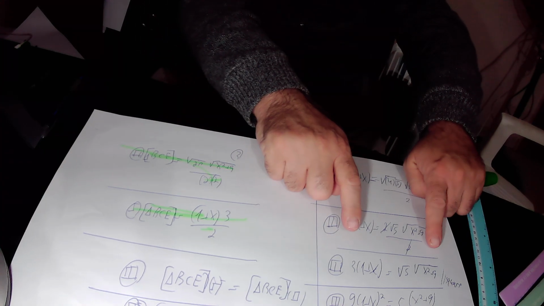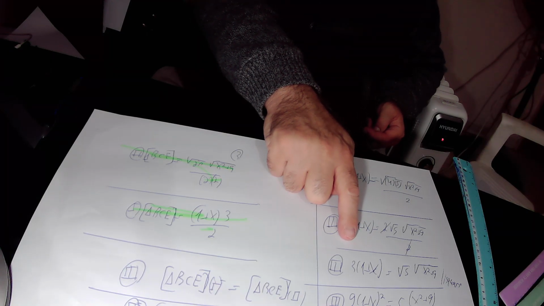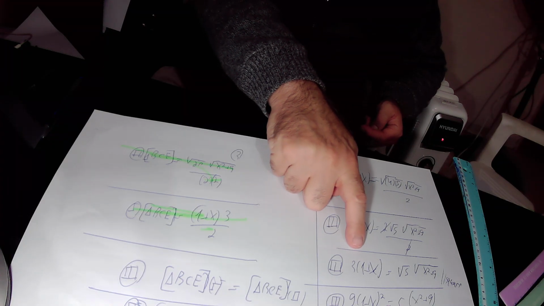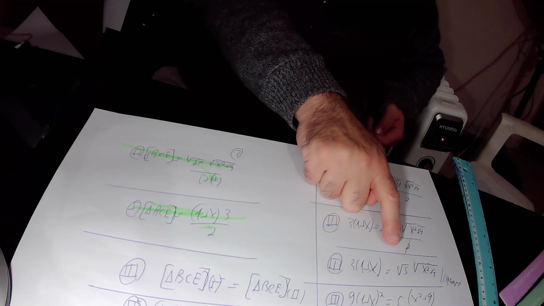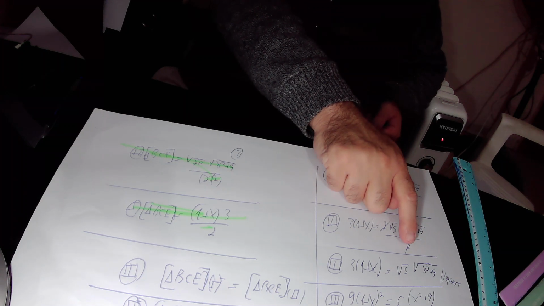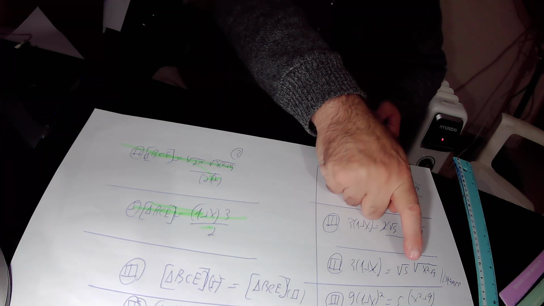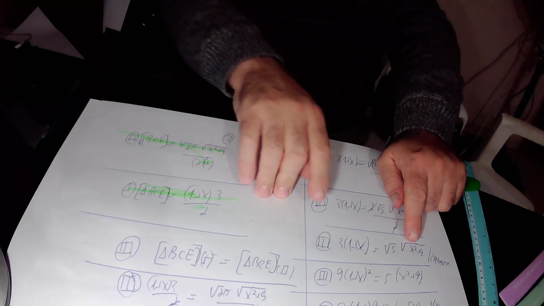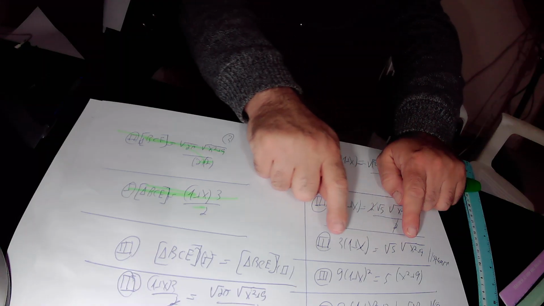Here we square both sides of equation 3. So 3 times 1 plus x squared equals 3 squared, that is 9, times 1 plus x squared. On the other side, the square of the square root of 5 is 5, and the square of the square root of x squared plus 9 equals x squared plus 9, because the square cancels the root. So in total, according to equation 3, 9 times 1 plus x squared equals 5 times x squared plus 9.